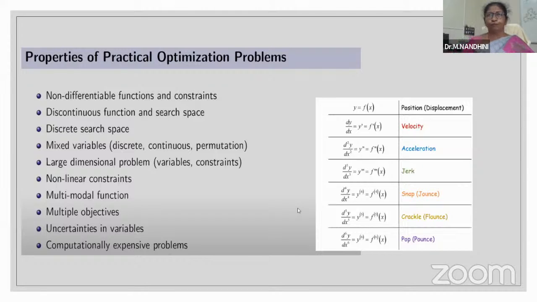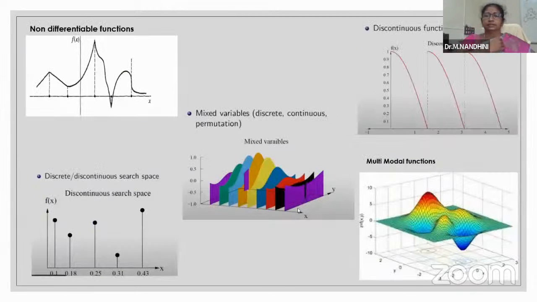Suppose you are moving in a rough terrain, your vehicle is moving, and you'll be getting that crackle sound and pop sound, that is popping is there. So all these factors will be raised if it is not a smooth movement. Based on that movement also, we have to decide what type of derivative we have to go for in the differentiable functions. So these are the structures which help you to understand what are the different properties of functions we have looked at so far.